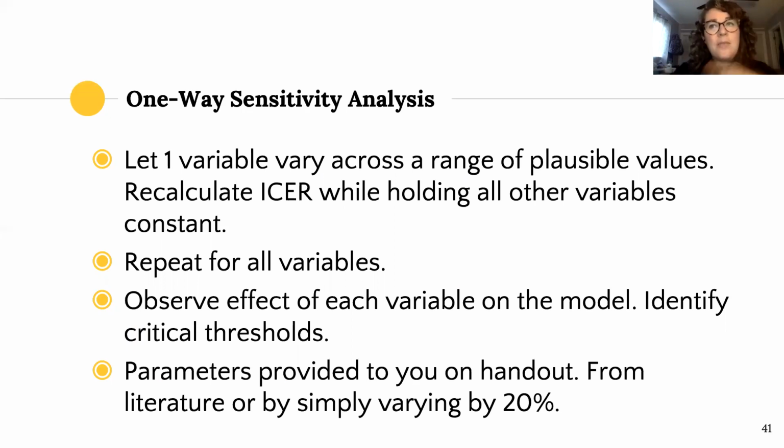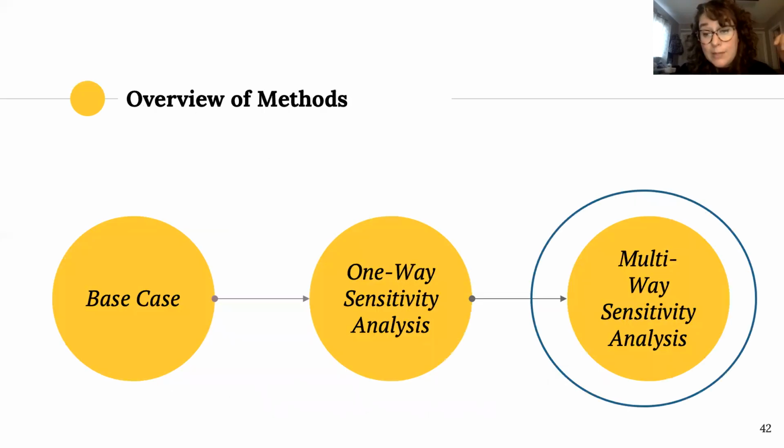I do have a handout for you. I apologize, it's a little bit out of order, but you'll get that handout link at the end. All of those sources for that range of variation, again, were pulled from either the literature, or if a range wasn't provided, we just let it vary by 20%. That seemed like a pretty good starting point.